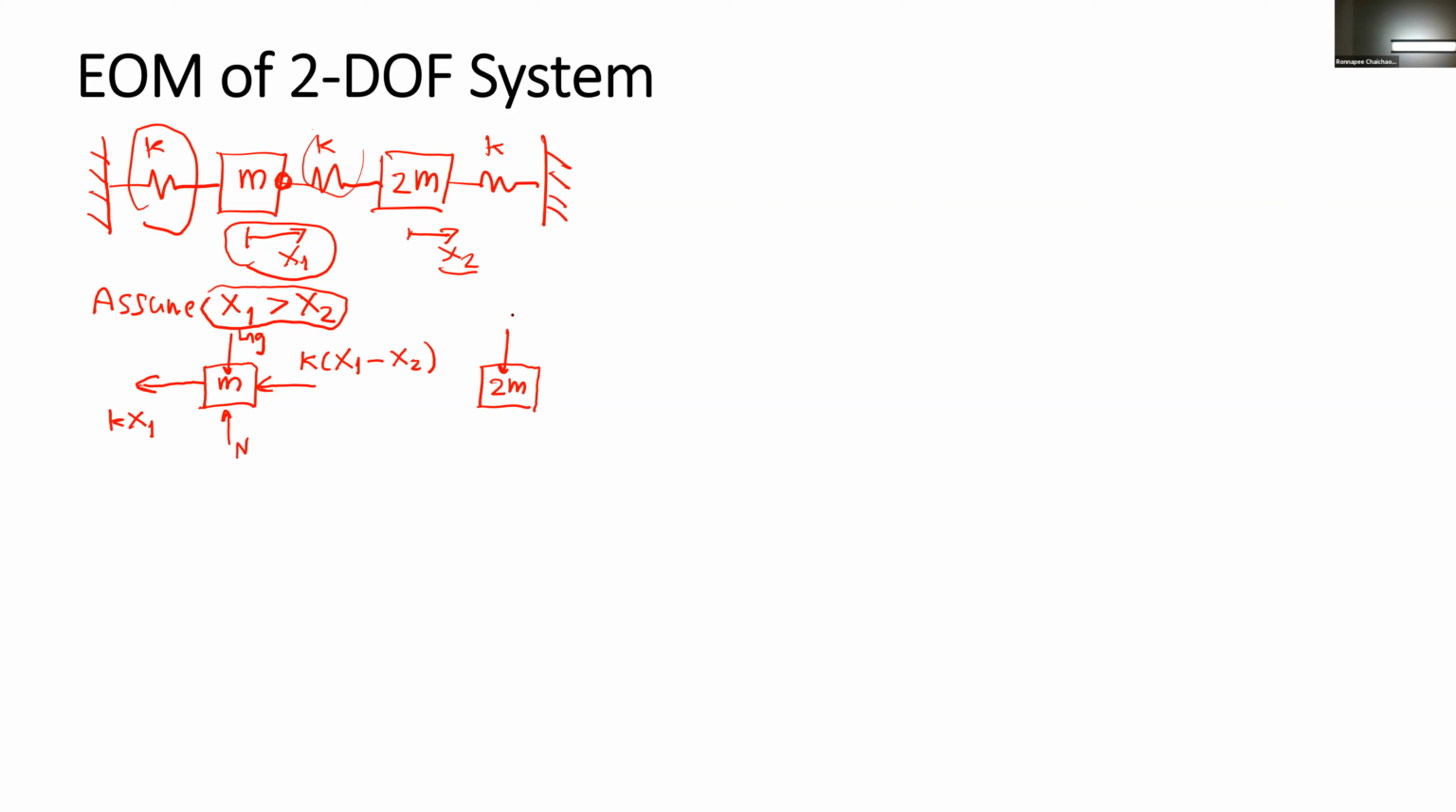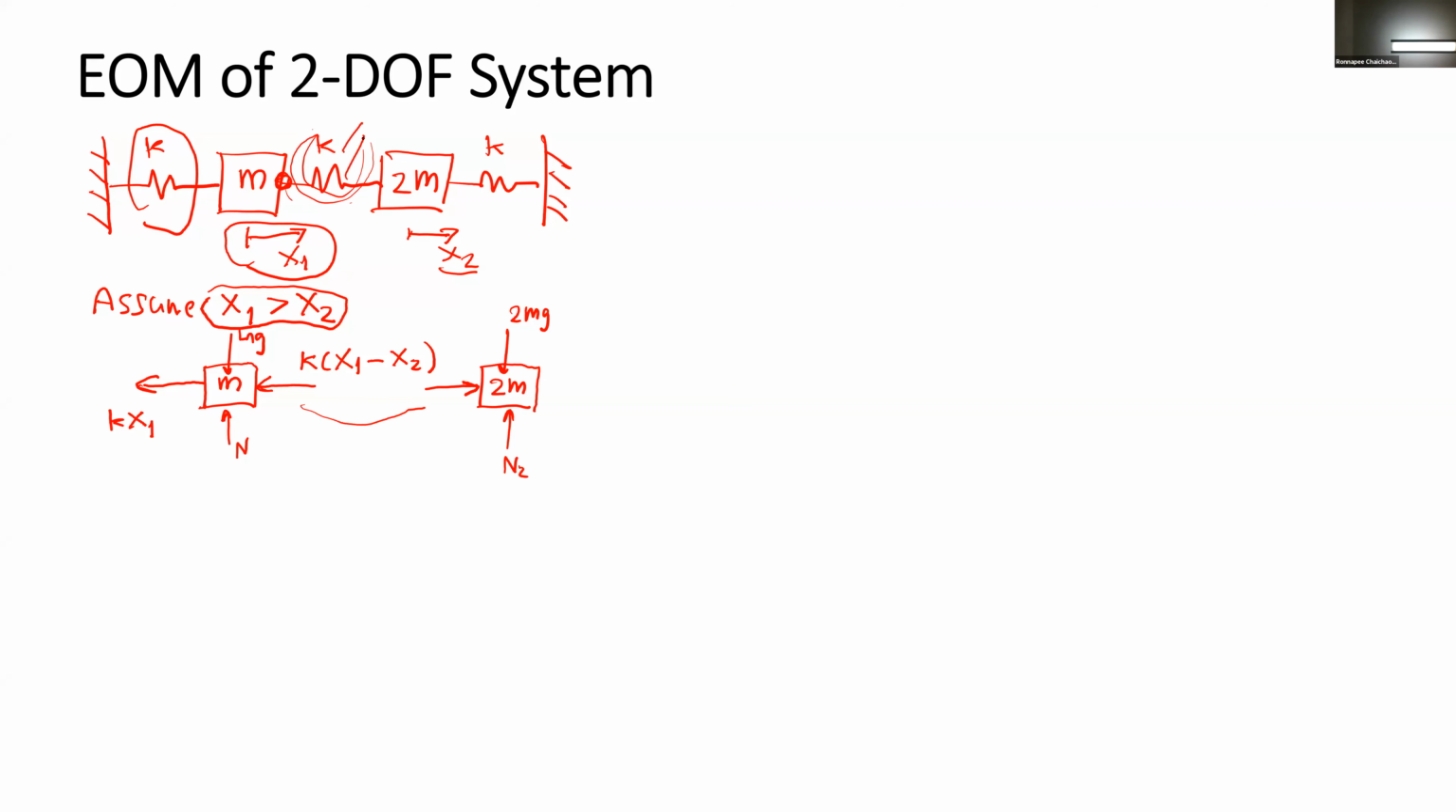Yeah, we have 2mg and the normal force, and the action and reaction force of the spring force will push the mass to the right hand side. Does that make sense? The spring is under compression, and the mass m travels to the right hand side with a bigger displacement than x2, and the spring is under compression.